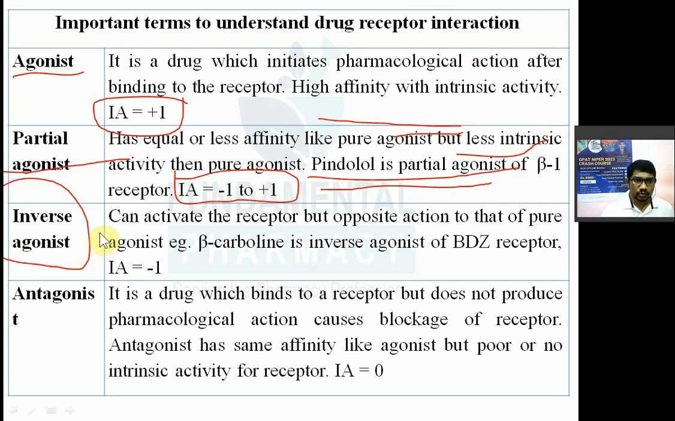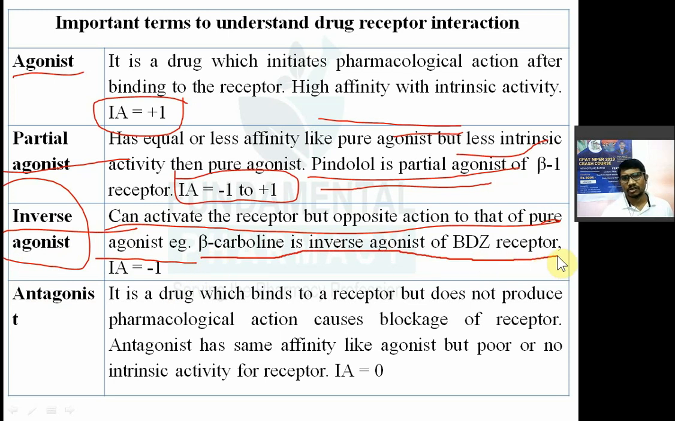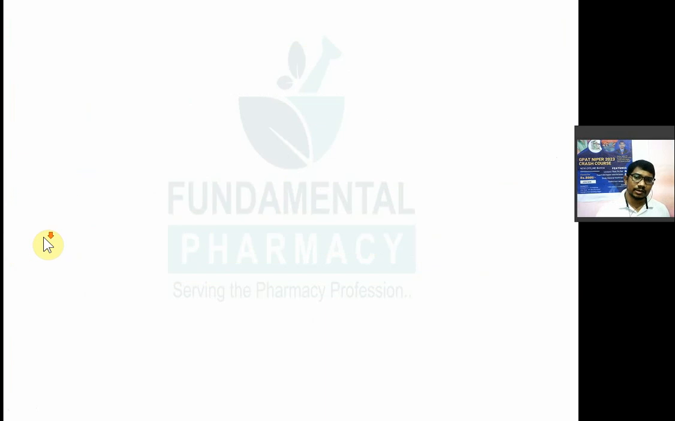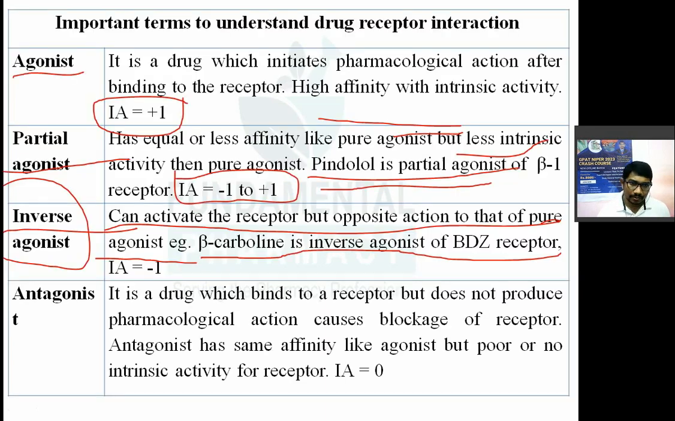It can also activate the receptor but produces the opposite action to that of the pure agonist. Inverse means opposite. It will produce opposite action. For example, beta carboline is an inverse agonist at the benzodiazepine receptor. So who is the agonist of the benzodiazepine receptor? Diazepam.